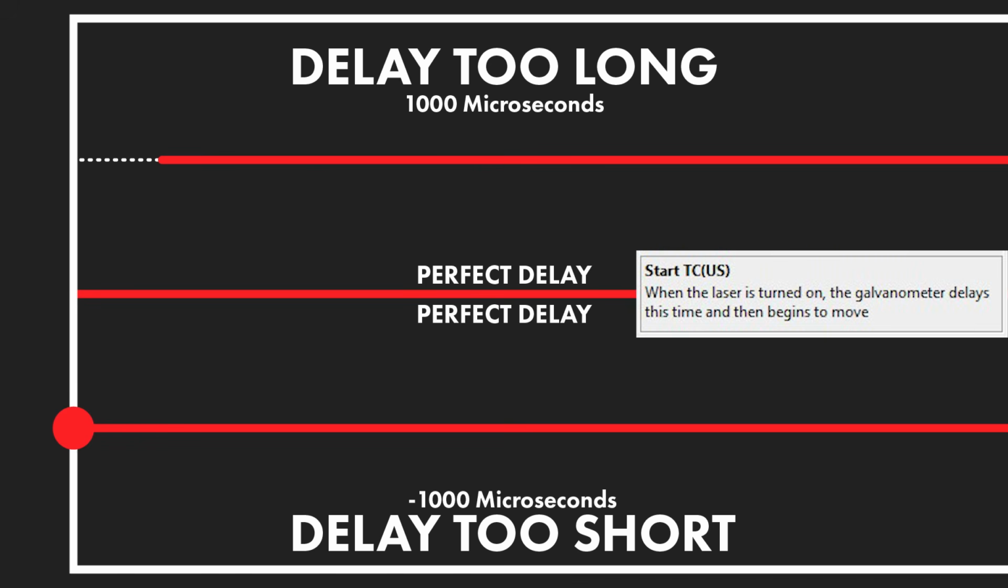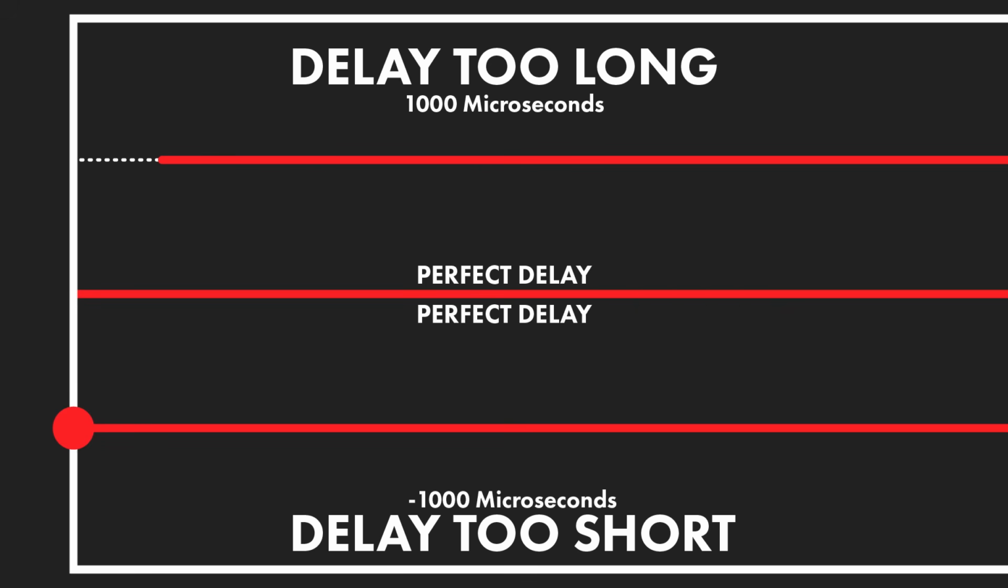Note the EzCAD tooltip for Start TC describes this setting as a delay in the movement of the Galvo mirrors. This isn't correct and can confuse a lot of people. A delay of 1000 means that the laser will be delayed longer, causing a gap. A delay of -1000 means the laser would be fired sooner, causing a burn. If this setting were for the mirrors, the opposite would be true. Just wanted to clear that up.